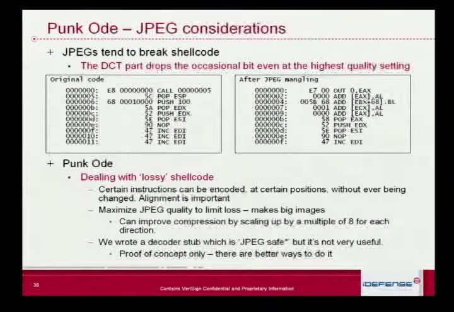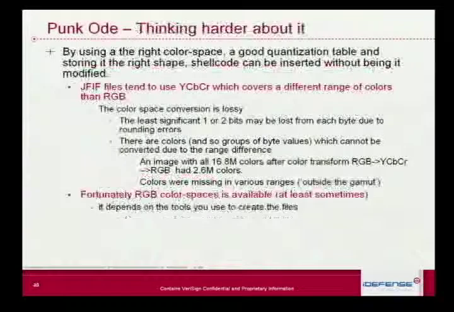There's certain instructions which you can encode at certain positions without them ever being changed. So aligning where you put it is important. Maximizing the JPEG quality definitely does limit the amount of loss, but it makes big images. You can actually improve the compression though by scaling out by a multiple of 8 in each direction over just some other random value, just because it works on 8 by 8 squares. We did write a decoder stub which is JPEG safe, as I mentioned before, but it's not very useful at all, and it was just for proof of concept. There's a lot better way of doing it.